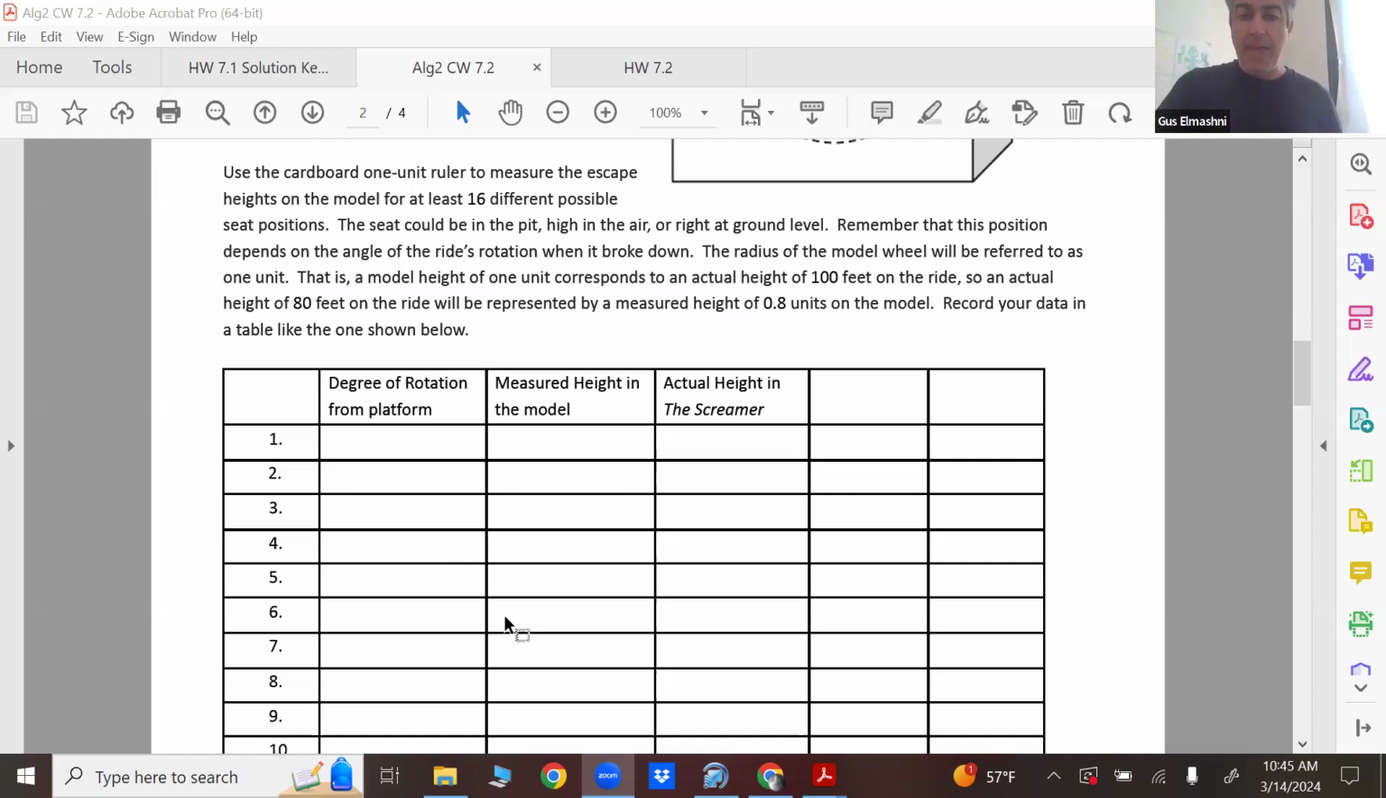Remember, this position depends on the angle of the ride's rotation when it broke down. The radius of the model wheel will be referred to as 1 unit. Remember, the model of 1 unit corresponds to actually 100 feet on the ride. So remember, the radius of the ride is 100 feet. So the highest you could be is 100 feet off the ground. So the highest you have to climb down is 100 feet, or climb up from 100 feet below the ground. So an actual height of 80 feet will correspond to 0.8 units on the model. Record your data in a table like the one shown below.